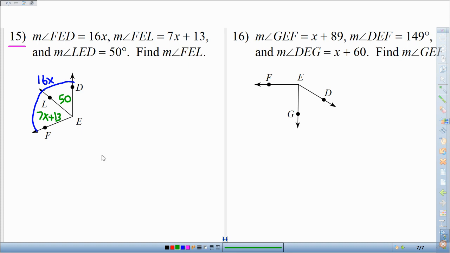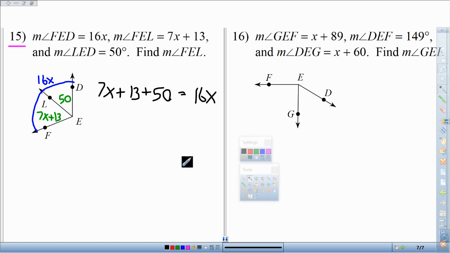Now that I have these values on my angles, hopefully the equation that we're going to make is obvious. These problems are all about this small angle plus this small angle equals the entire angle. So let's set it up: 7x plus 13 plus 50 equals 16x. If you don't put these values on the angles and you just try to make your equation by looking at the directions, it's very likely you're going to mess up. Be careful.